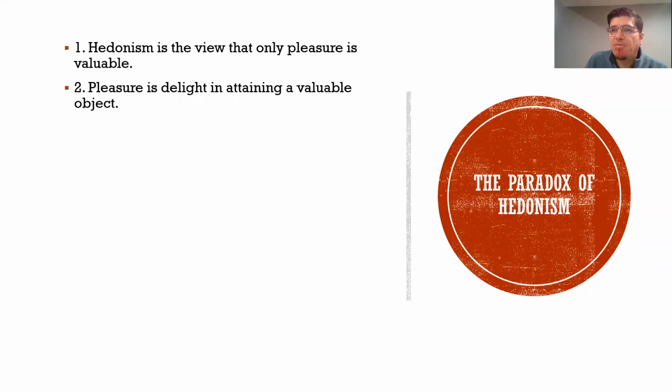Two is an observation about, or a statement of, the nature of pleasure, what pleasure is. Pleasure is delight in attaining a valuable object. You derive pleasure when you get something that you find valuable. And the more valuable the thing is, the more pleasure you get out of it.